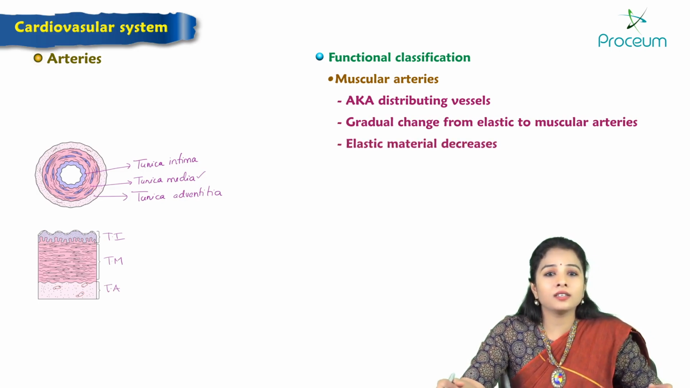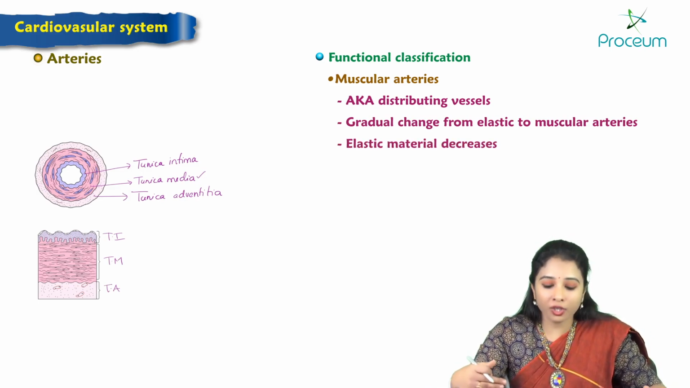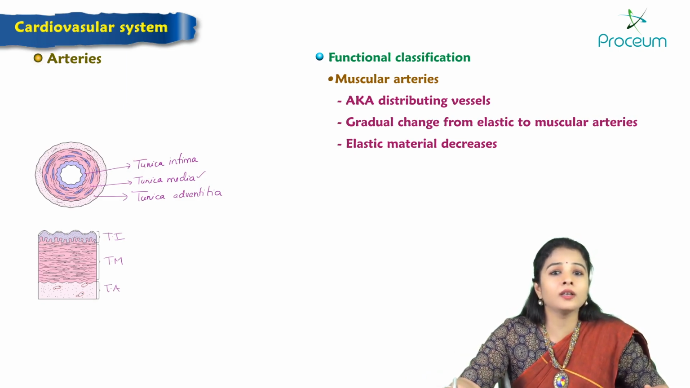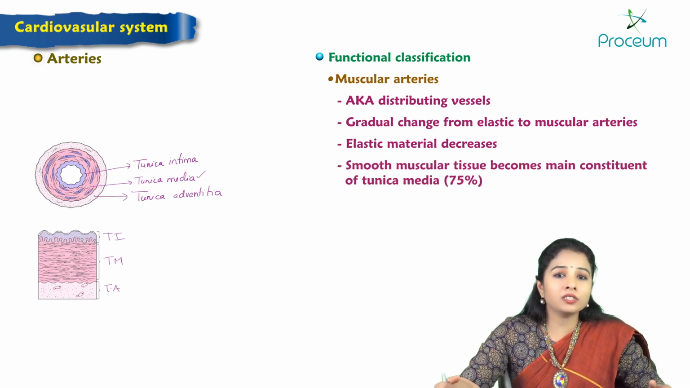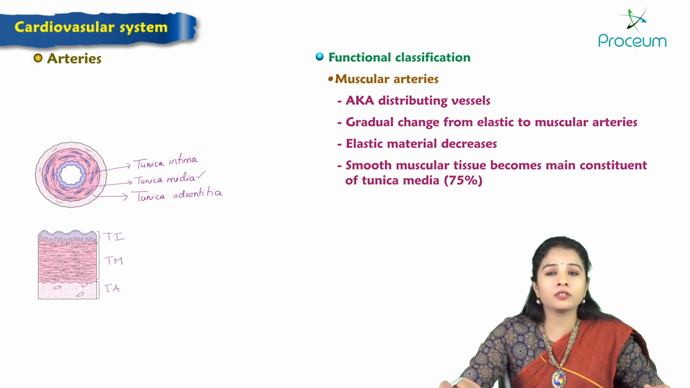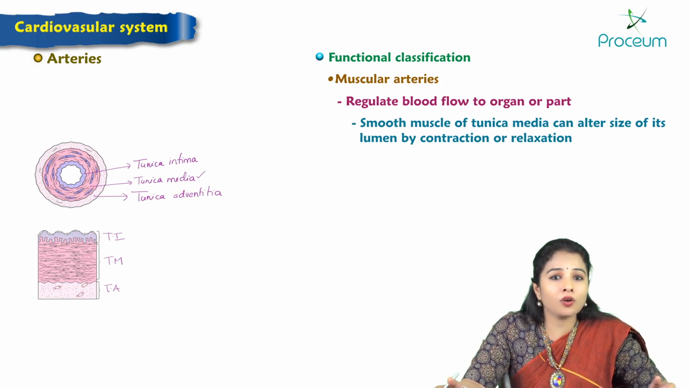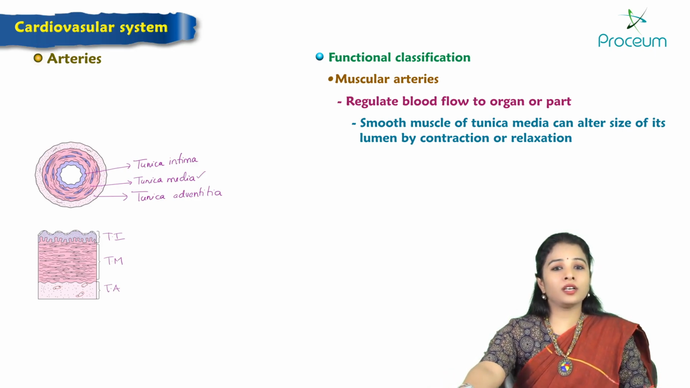The elastic material decreases. So tunica media contains elastic tissue in elastic vessels, and it reduces and is replaced by muscular tissue. So the smooth muscle tissue becomes the main constituent of tunica media, approximately 75%. And these arteries regulate the flow of blood to an organ or part, as the smooth muscle of the tunica media can alter the size of the lumen by contraction and relaxation. So that is about the muscular arteries.